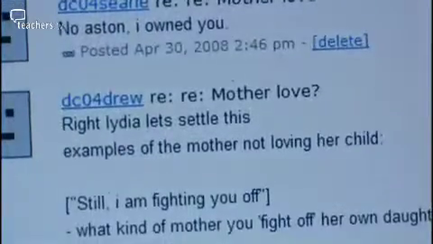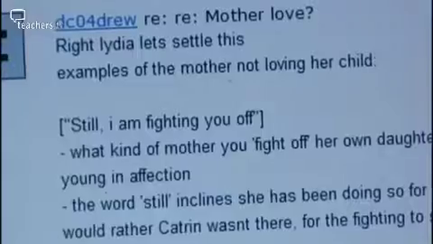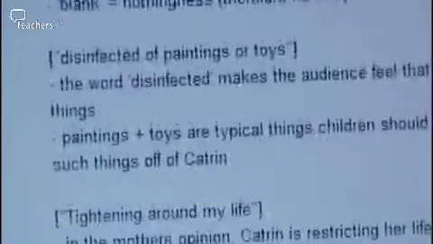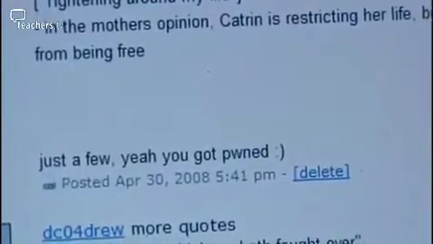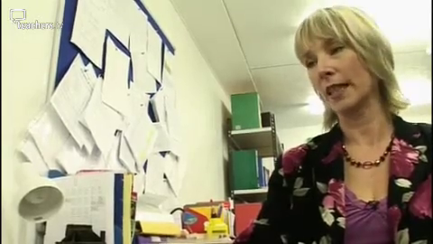And then you find that they've gone out of my lesson, because that ends at 2:35, and they're still at it somewhere else, and they're carrying on. And they've got loads of quotations in here. He says, right, Lydia, let's settle this. And he goes on, quotation, quotation, quotation, all the way through. And he says at the end, yeah, just a few. Yeah, you got owned. And that is going on at 5:41 the same day. So obviously it's carrying on way beyond the classroom, and that wasn't set homework. That was simply because they had unfinished business.